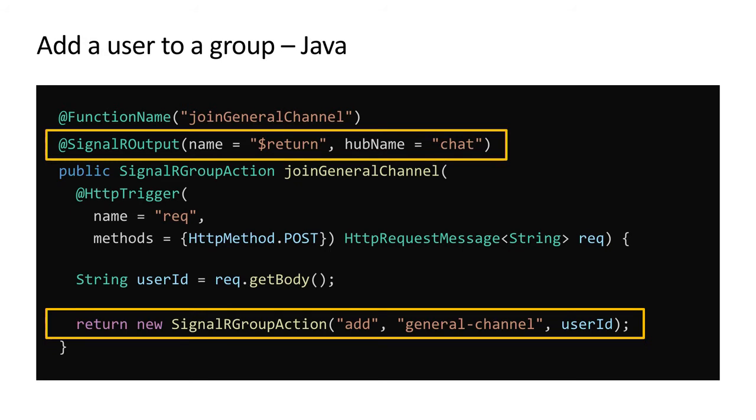And then some more advanced functionality, if you want to add users to a group and send to a group. So we can use the exact same SignalR output binding to do this. But instead of sending a SignalR message to the output binding, we're giving it a SignalR group action object. And the group action can be either add or remove. And then we have to give it a group name as well as the user ID. Pretty straightforward. And then the binding will take care of the rest.